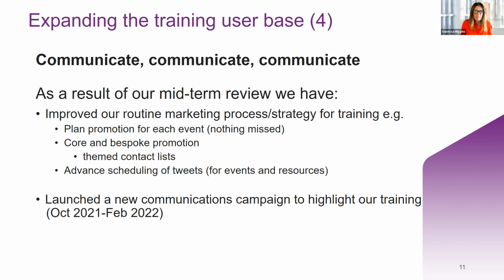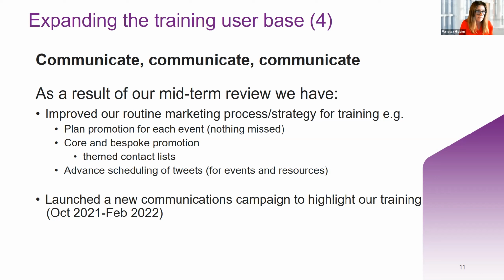So we make sure that our comms team have a list of every event that's happening so that nothing is missed. And we plan marketing and promotion for every single event that we have. We have core marketing, we have bespoke promotion, so we have themed contact lists. So we'll have a bunch of contact lists on things like crime, or bunch on health, bunch on employment, etc. And we also do advanced scheduling of tweets for events and resources, so that nothing's getting missed, because we found that it was a bit piecemeal before we had this really stringent process.